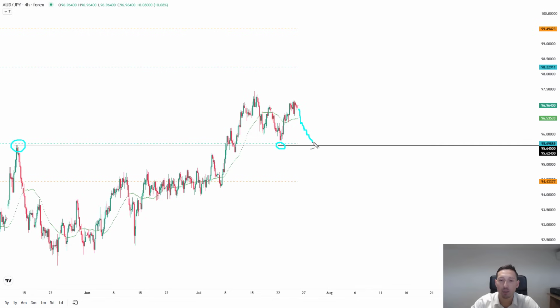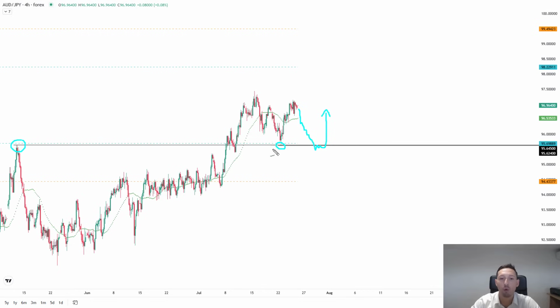I'm going to be looking for sellers to attempt to breach this to the downside. I'll be looking at this essentially as a kind of ABC. And this is where I'm going to be looking for a false breakout to the downside. I'm going to be looking for sellers to get trapped. I'm going to be looking for that liquidation back inside the range for 1 or 2 days.